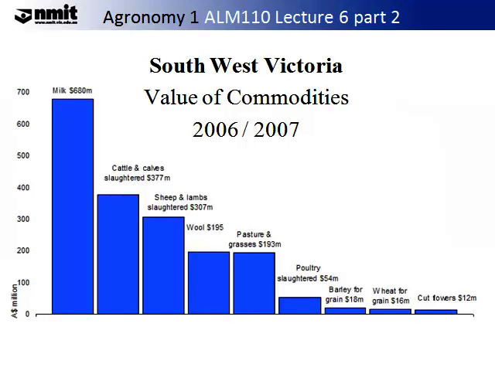The value of commodities shows that milk is the highest profit earner for this region at 680 million. This is followed by calf and cattle, worth 377 million, closely by sheep and lamb, worth 307. You will also find such industries as wool, pasture grasses, poultry, barley, wheat and cut flowers grown in this area.